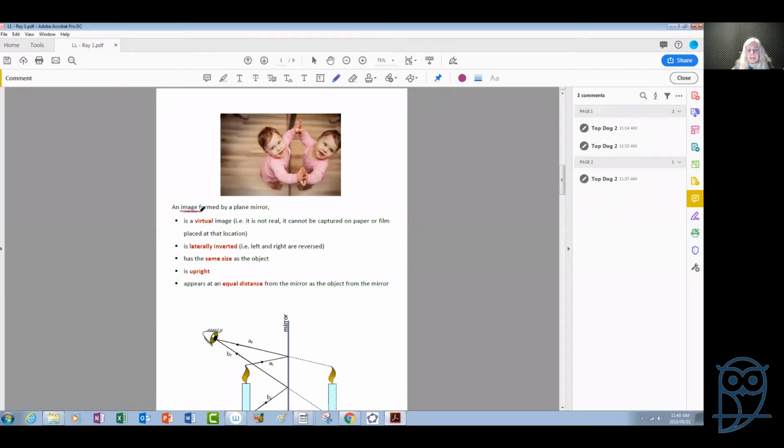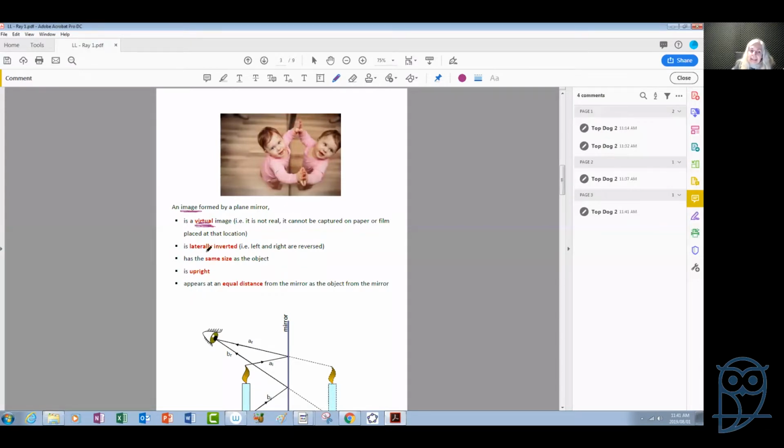An image formed by a plane mirror is virtual. Virtual means that it's not real. It's not a real image, which means if we put a piece of paper behind the mirror where we think we see the image, there will be nothing on the paper. Or if we put a photographic film behind the mirror at the position where we think the image forms, there will be nothing on the film. So this image does not exist. It's not a real image, and we call it virtual. It cannot be captured on paper or film placed at that location.